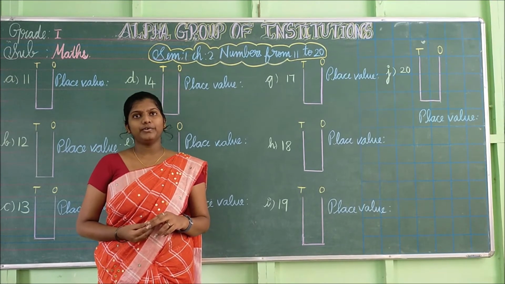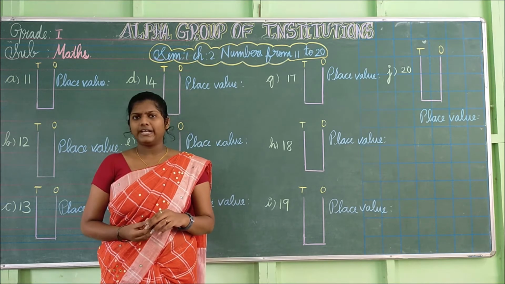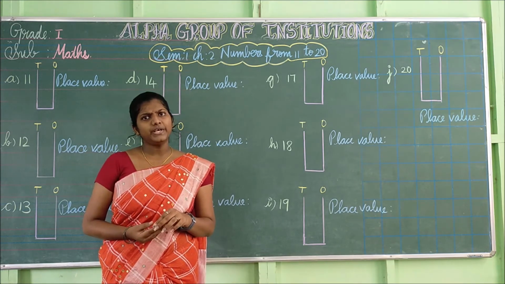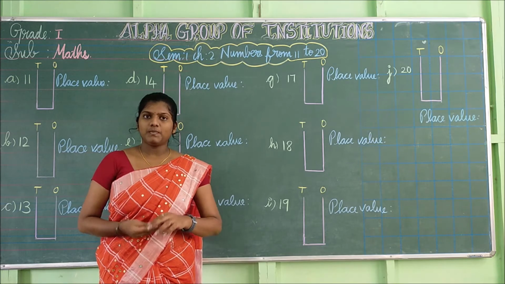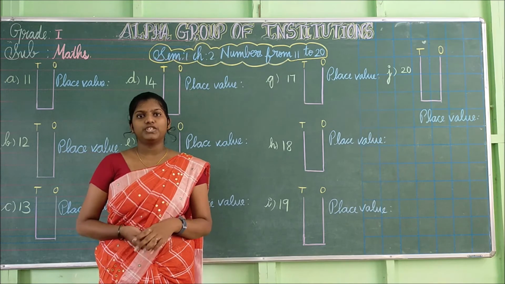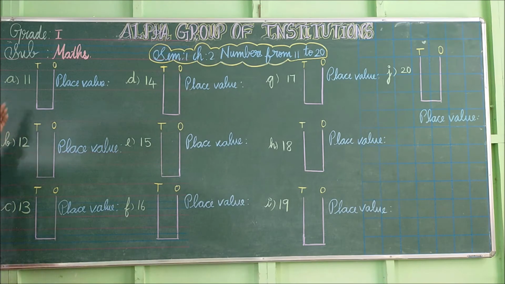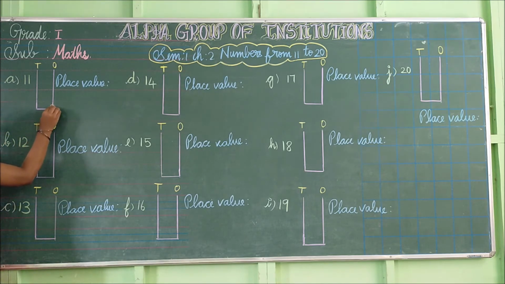Children, now we are going to see place value for the numbers from 11 to 20. Okay, what is meant by place value? Yes, place value means the value of the number will depend on its position. So that is place value. See here, for 11 we are going to write in an abacus form. In ones place what do we have? We have 1. So I am going to draw 1 bead. See here children, I have drawn 1 bead.